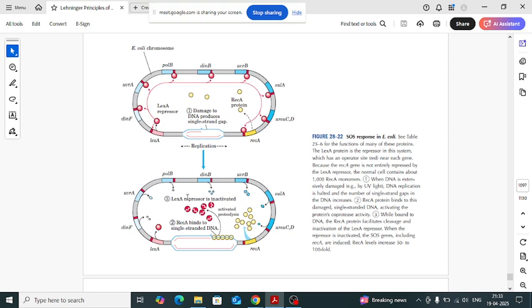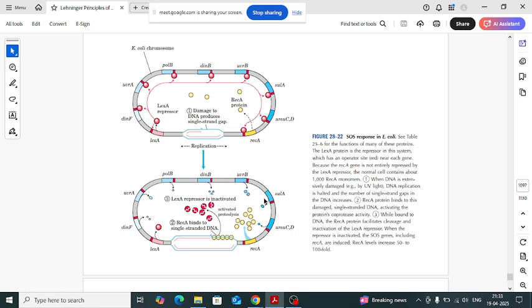So again, RecA binds to the prolonged stalled single-stranded DNA, which activates its protease activity so that it can cleave and inactivate the LexA repressor. The LexA repressor is actually bound to the promoter region of all of these SOS genes.